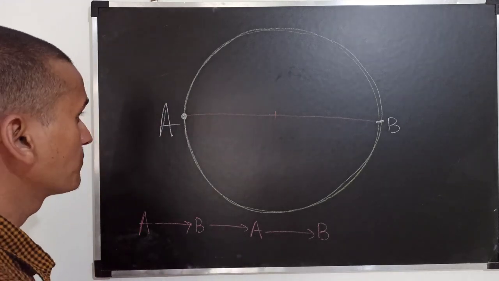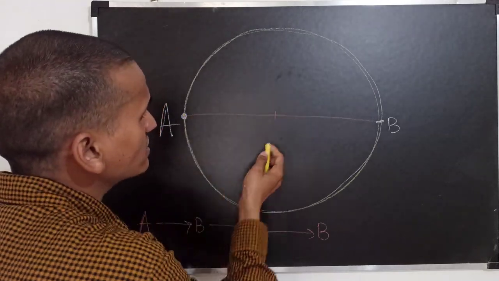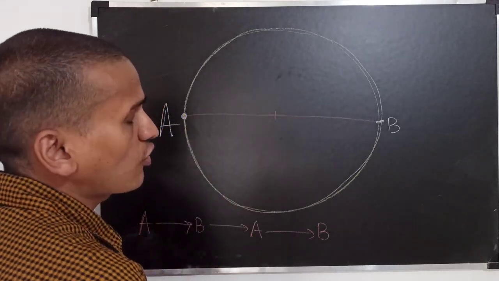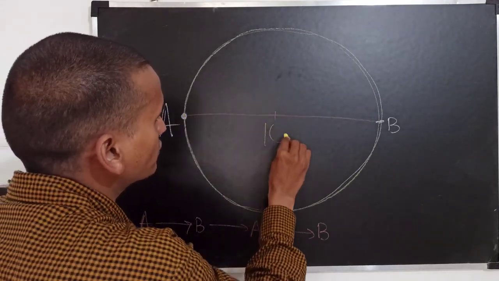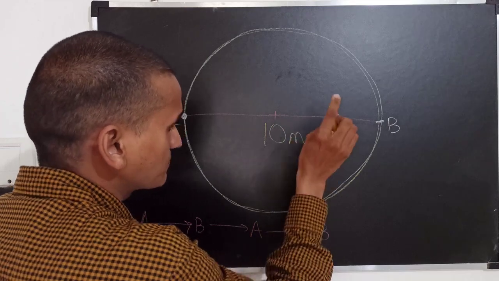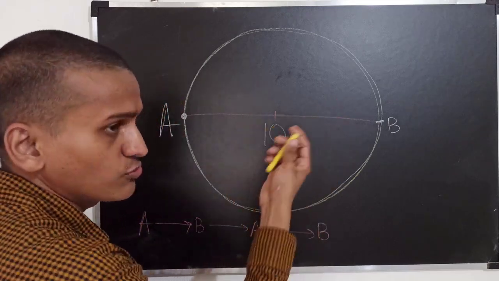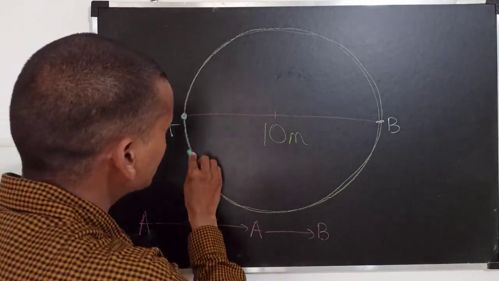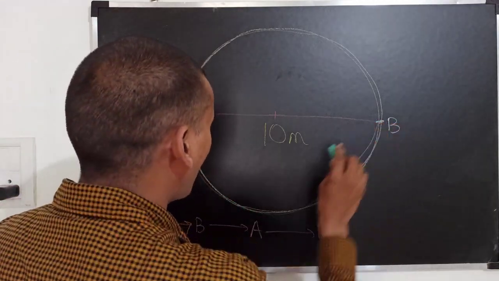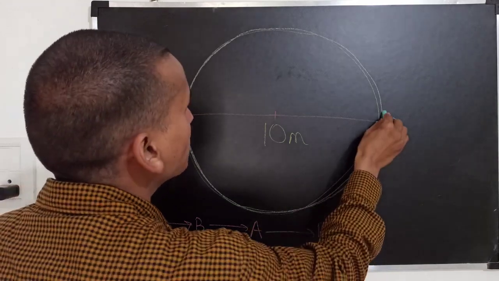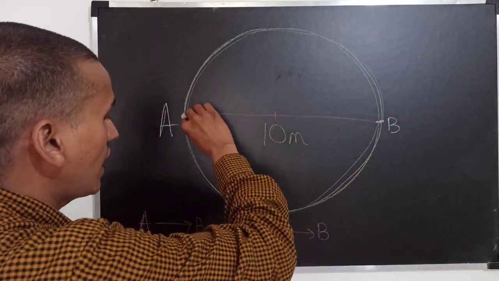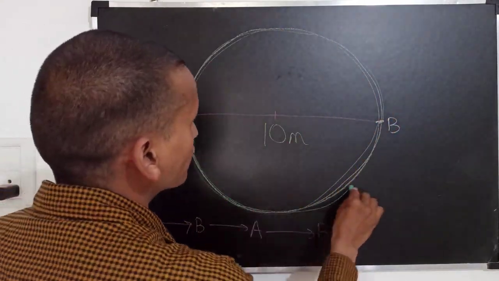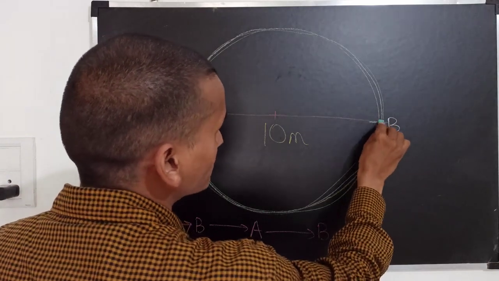Now see how to find it. See, we'll take the diameter of this circle as 10 meter, correct? So radius will be 5 meter, you know that. Now see, A to B means this path, and B to A means this path, and again A to B is this path. So finally the object is at this position, right?